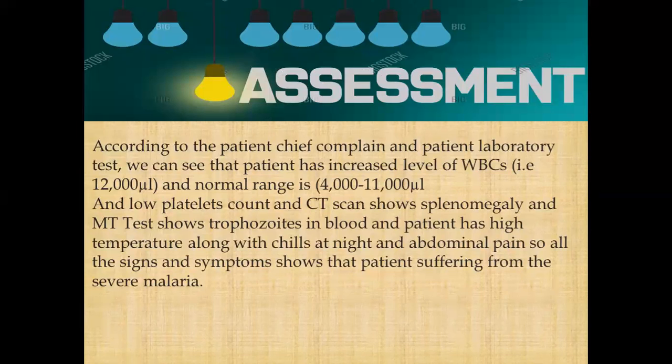Now assessment. According to the patient's chief complaint and laboratory tests, we can see that the patient has an increased level of WBCs, that is 12,000, where the normal range is 4,000 to 11,000, and a low platelet count. The CT scan shows splenomegaly and the MP test shows trophozoites in blood, and the patient has high temperature along with chills at night and abdominal pain. So the signs and symptoms show the patient is suffering from severe malaria.